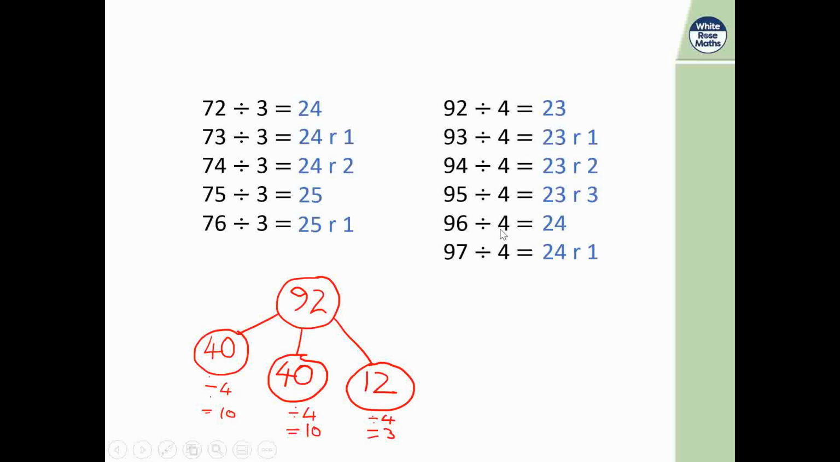However, you're dividing by 4. So you know 4 goes into 4. So you add 1 to the number, the whole number, okay? So you get 24 times 4 equals 96. And then you start the whole process again. So 97 is 1 more than 96. So you have 24 remainder 1. Okay, does that make sense? If this number is 1 more than the previous number, you'll get an extra remainder. Okay? Right, so let's move on.